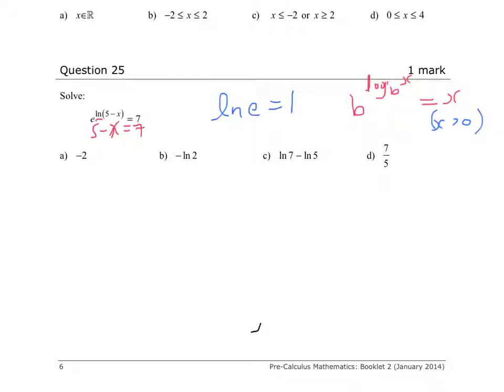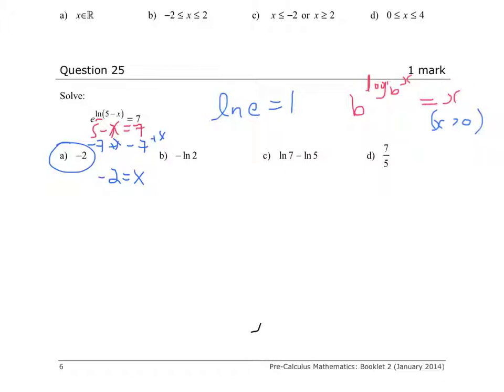And then if we subtract the 7 from both sides and add the x to both sides, I get negative 2 equals x. So the answer is A.